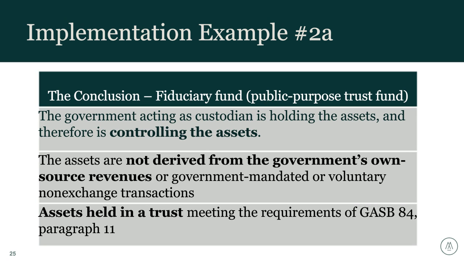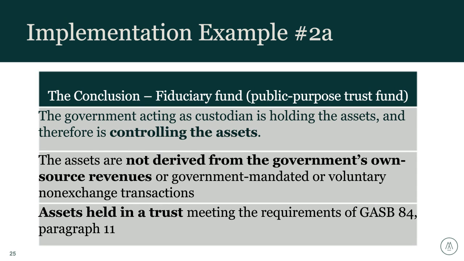Since the government is acting as the custodian and holds the assets, it is considered to meet the control requirement in GASB 84. The assets are derived directly from the cemetery association, so they wouldn't be considered to be derived from the government's own source revenues. And then lastly, the assets are held in a trust. So all three boxes there are checked, and this one would be a fiduciary fund of the government.